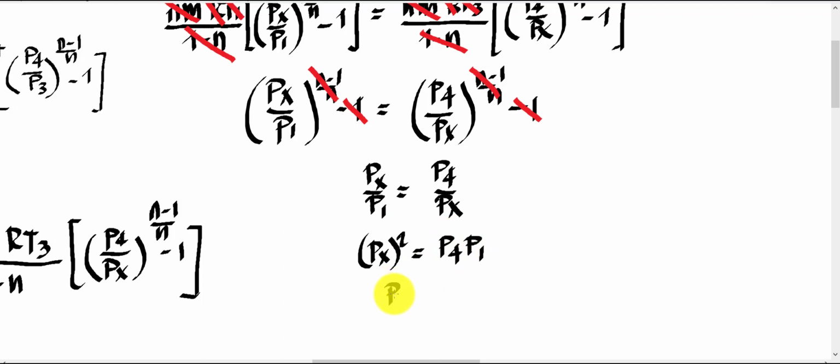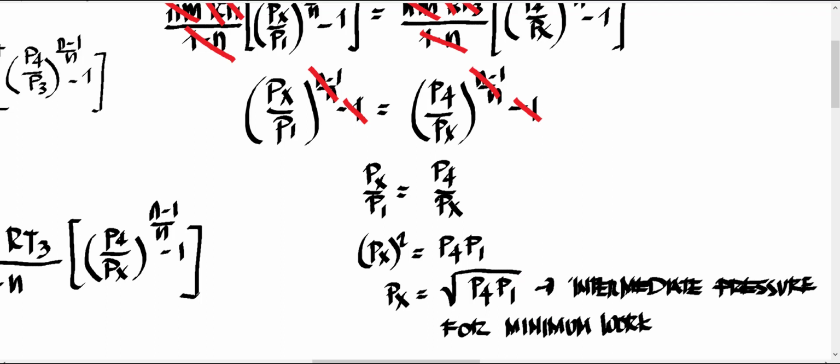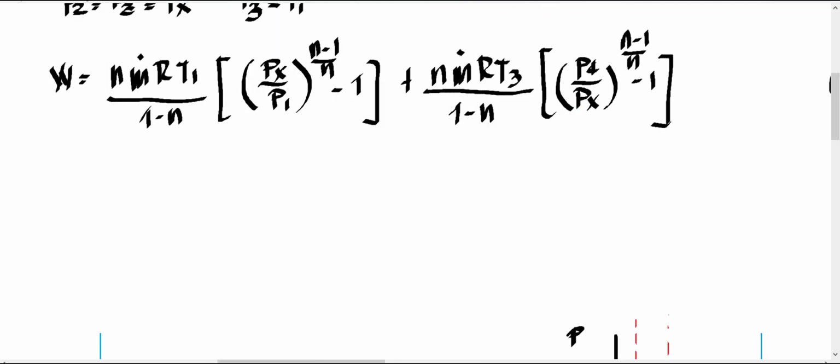P sub 1. Or let's say the Px now is equal to the square root of P sub 4 times your P sub 1. So this one, your Px, represents the intermediate pressure for the minimum work. So since we have the work of your compressor at the low stage is equal now to your work at the high pressure stage.